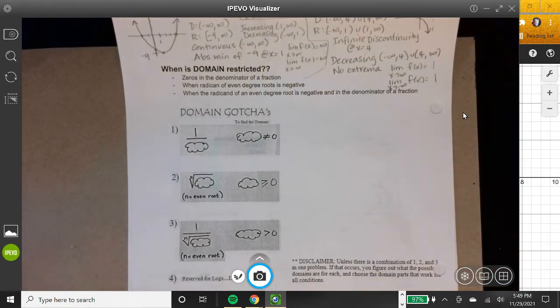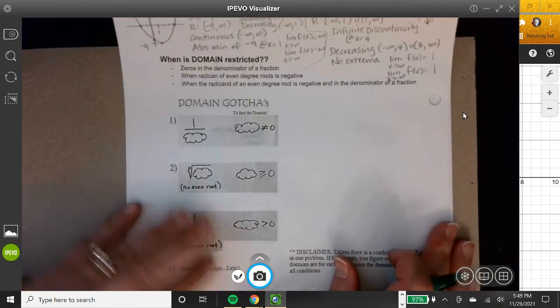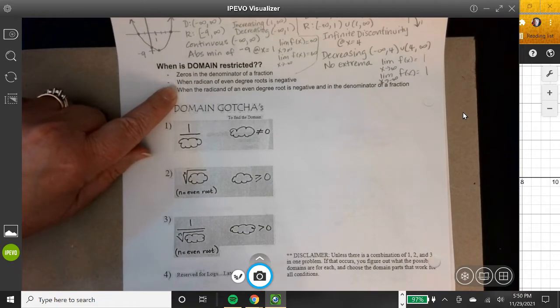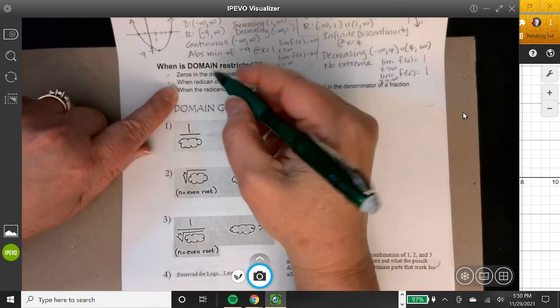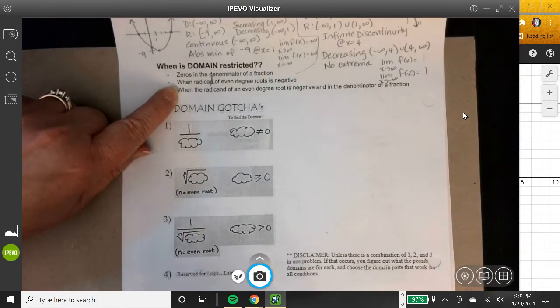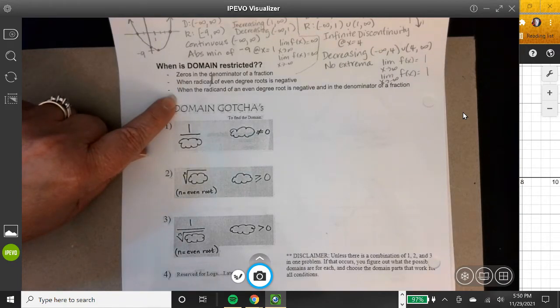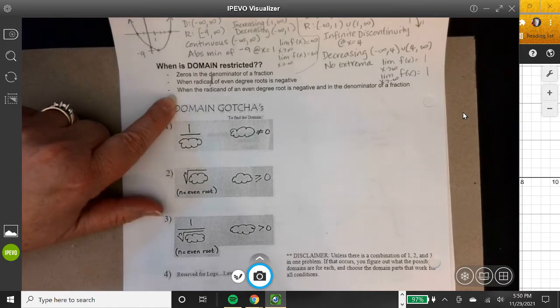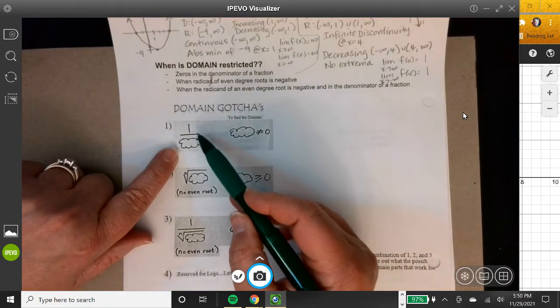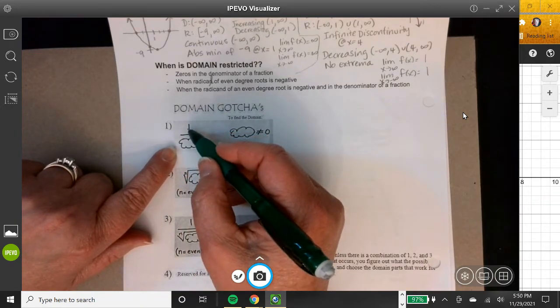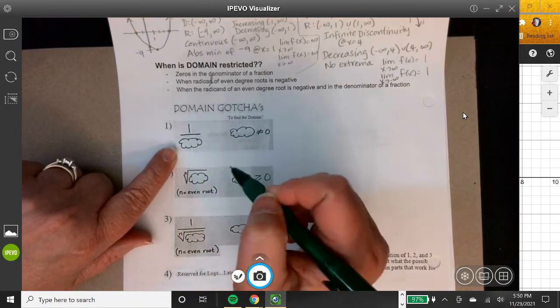Well, we get in trouble with domain when we have a 0 in the denominator of a fraction, when we have a radical of even degree root and it has a negative under the radical, and when the radicand of an even degree root is negative and in the denominator. And so these are the conditions. So if I just put 1 in this denominator, it could be anything. It could be 2, it could be 5, it could be x, but I just made it simple.